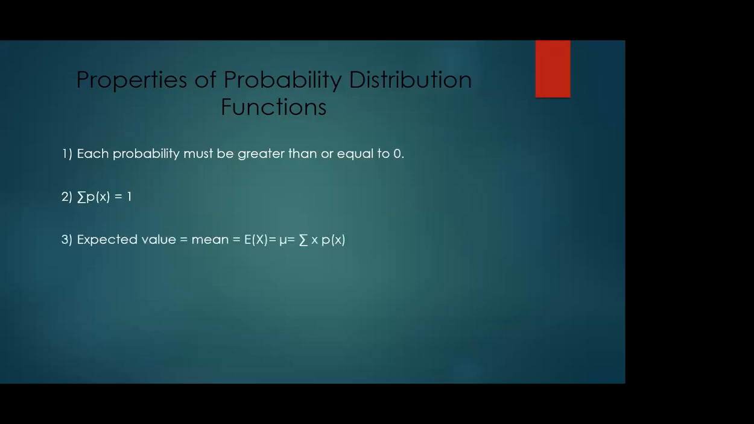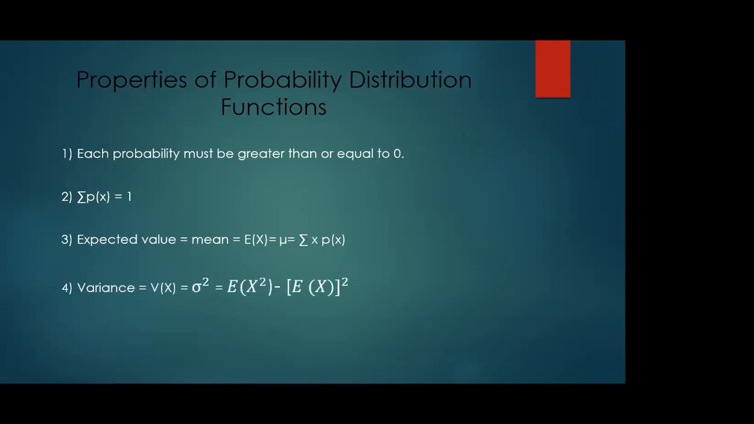Thirdly, the expected value. The expected value of the probability distribution function is known as our mean, which is equal to E of x, which is equal to mu, which is the sum of x times the probability of x. So the expected value is normally our average or mean, and it's calculated as the sum of x times the probability of x.